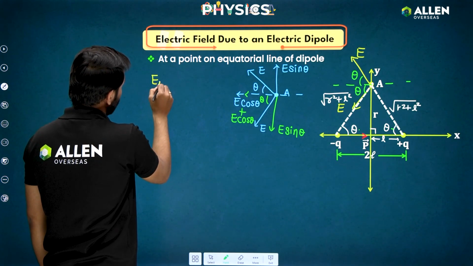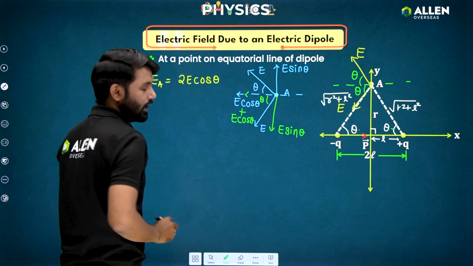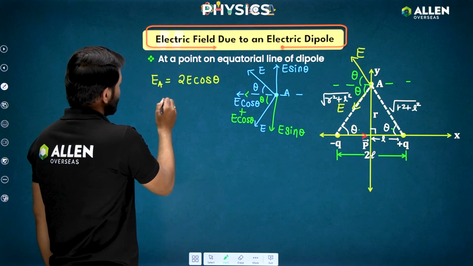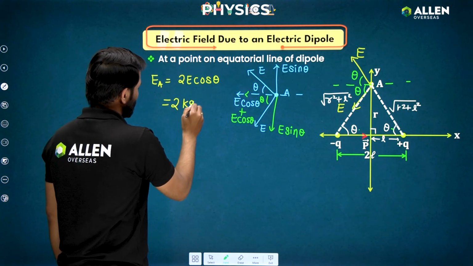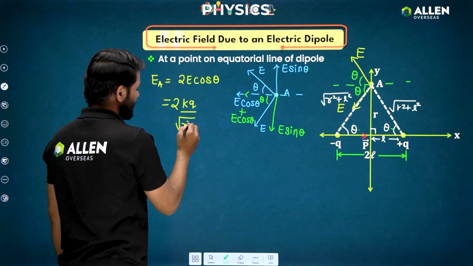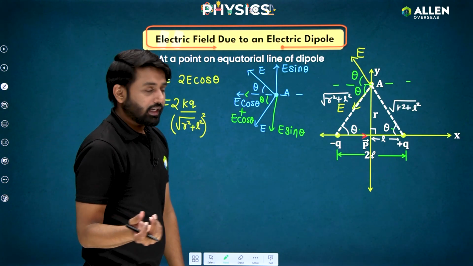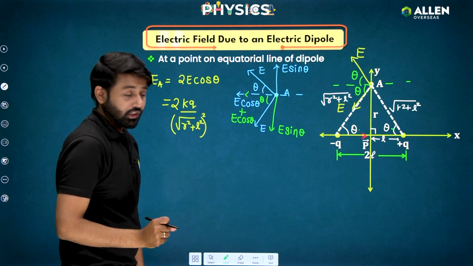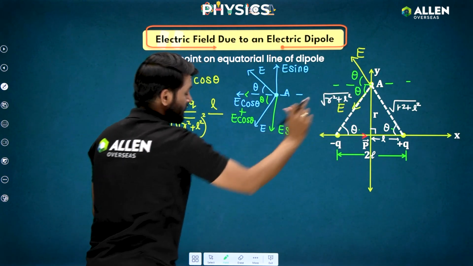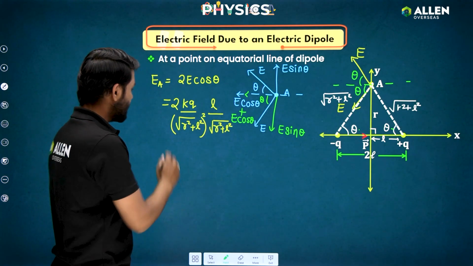Okay, so the net electric field at point A in the equatorial case is 2 times E cos theta. Simple. Okay. Sir, what about E? E is the same, kq upon R square, right? So 2 times kq upon R square, where R is this separation, so under root R square plus L square, whole square. And sir, what about cos theta? See, cos theta is base upon hypotenuse. The base is this, L, and the hypotenuse is this, so under root R square plus L square. Right, students?